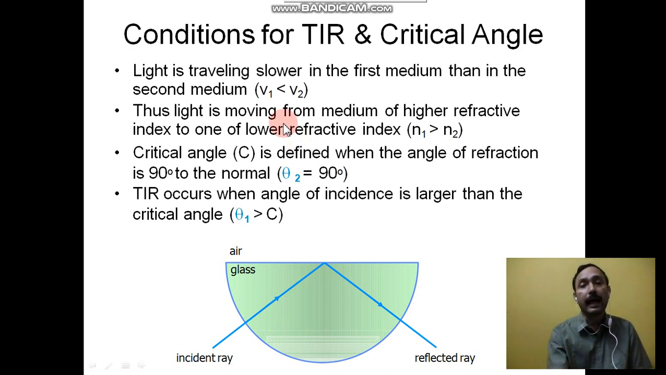Thus, light is moving from a medium of higher refractive index to one of lower refractive index. Suppose this is the glass; its refractive index is more than the refractive index of air.